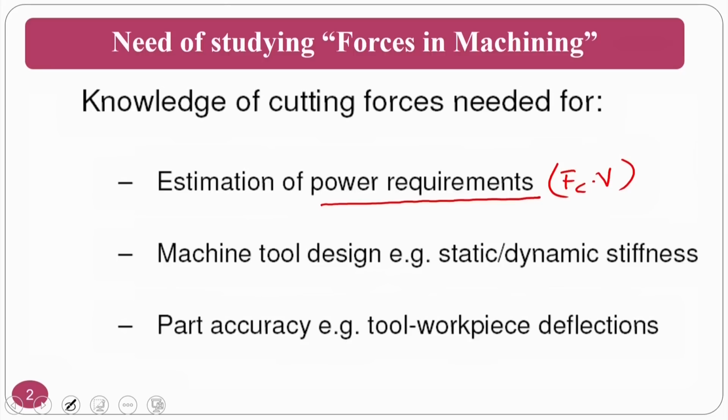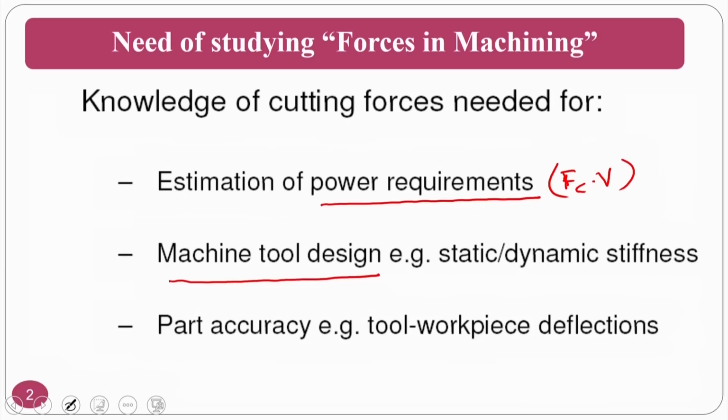So if you can calculate the cutting force and you know the cutting velocity, you can calculate the power required or the energy required. For machine tool design, that is the static and dynamic stiffness, what stiffness is required, and based on that you can design the tool. Normally machine tools like the lathe bed are made of cast iron, because cast iron has graphite in it. Graphite has a damping effect, so for the purpose of damping it is useful.